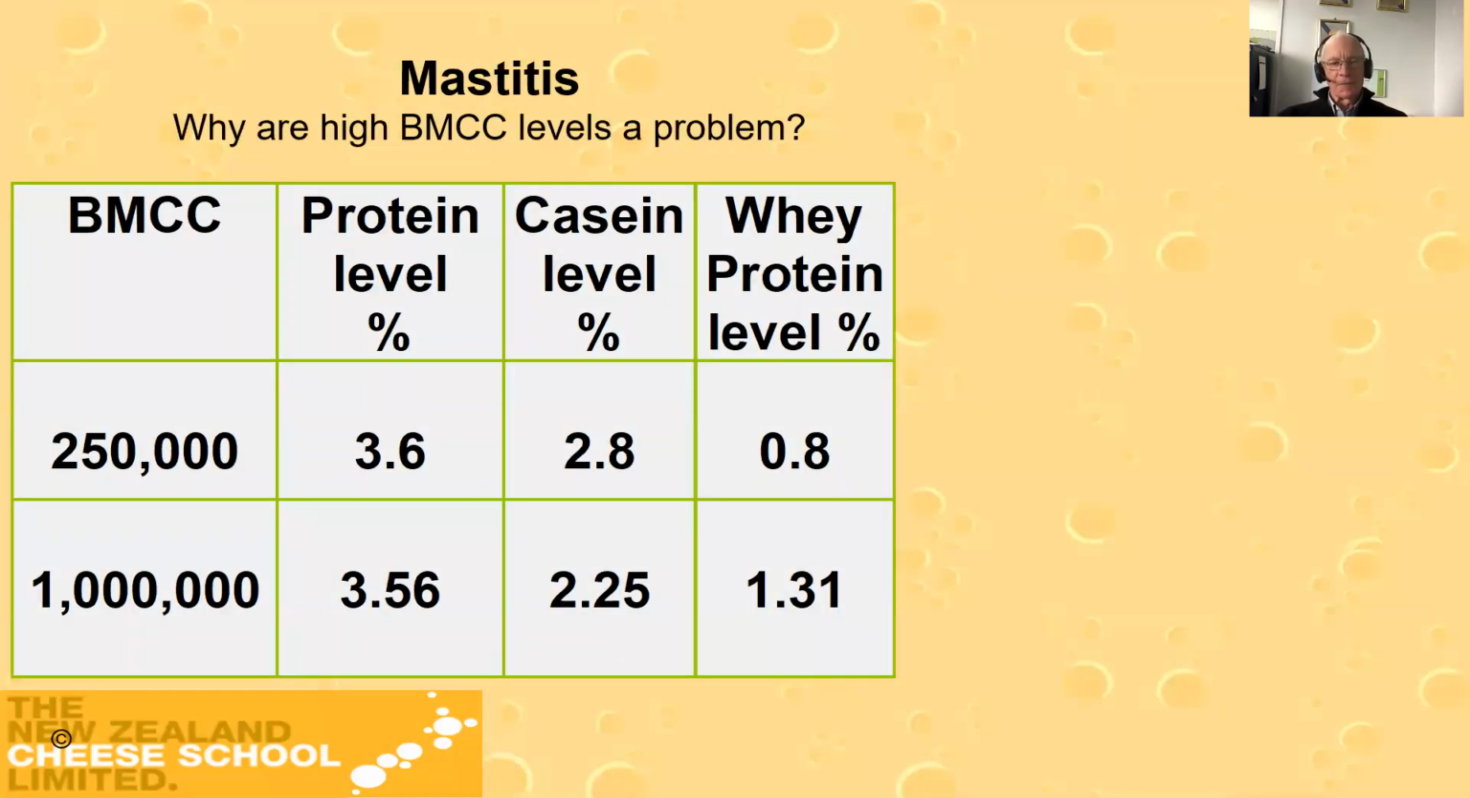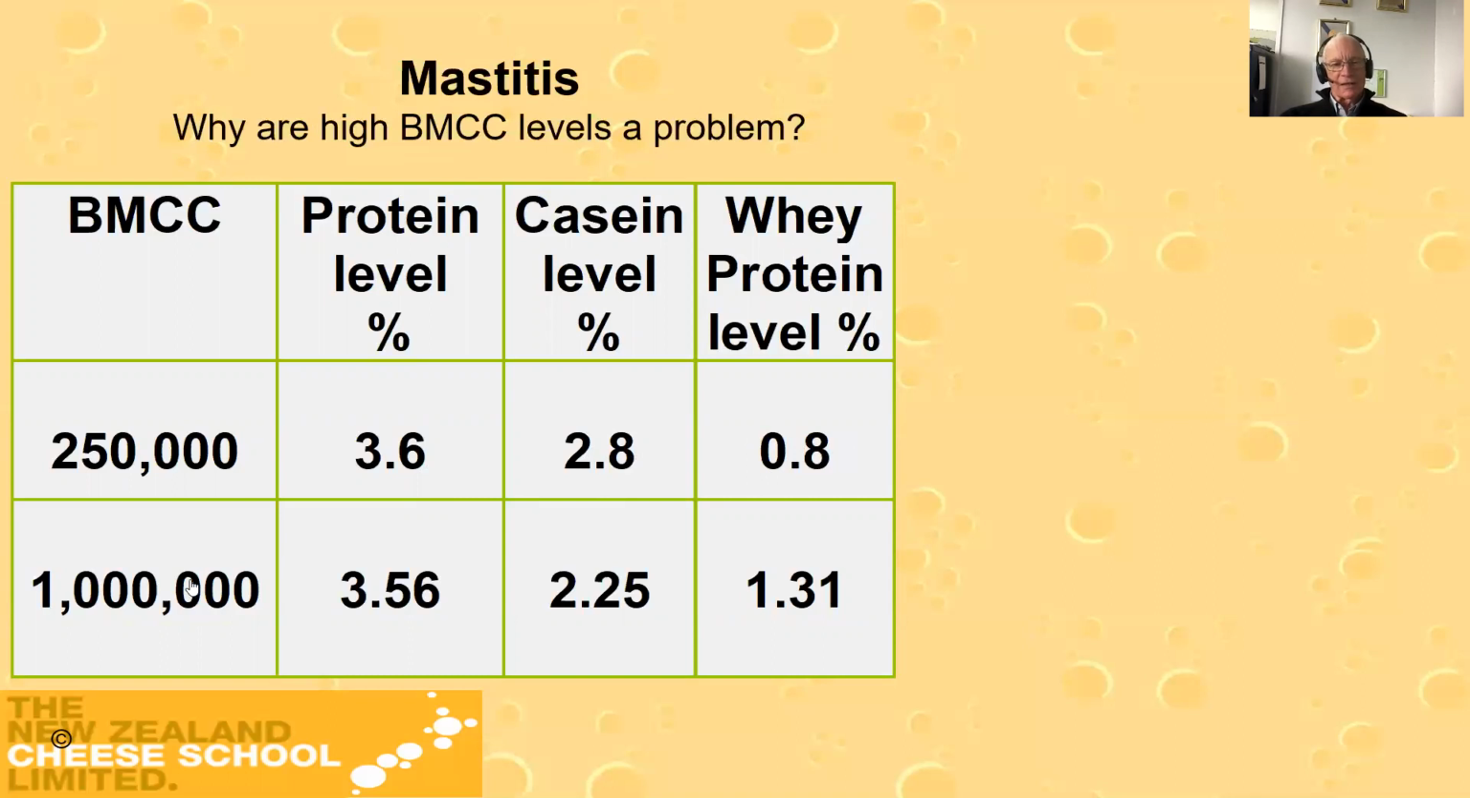An example here, it may be not quite exactly this level, but if you've got a somatic cell count of a healthy cow and the protein level from that cow is 3.6%, that's probably broken up to 2.8% casein roughly and about 0.8% whey protein. These are the proteins that don't stay in the cheese, the ones that move into the whey.